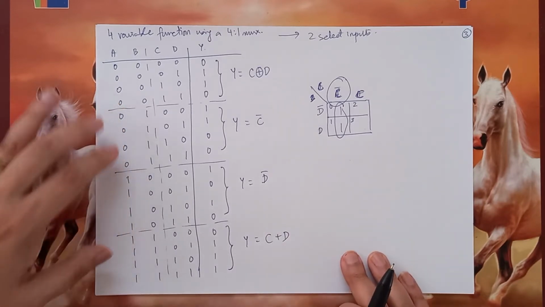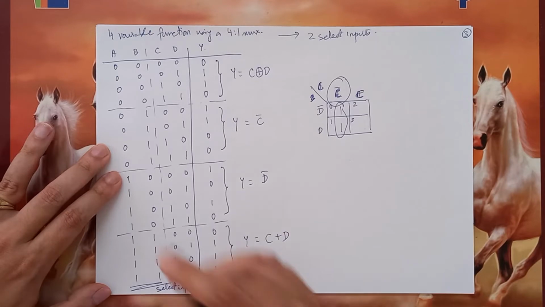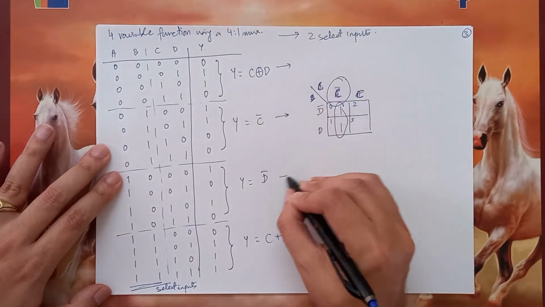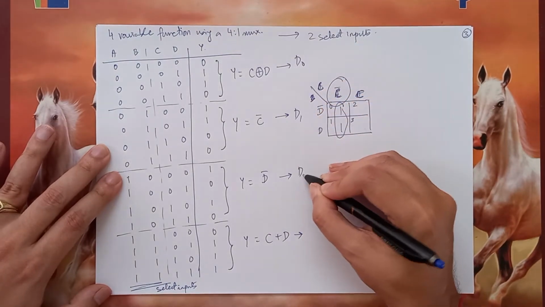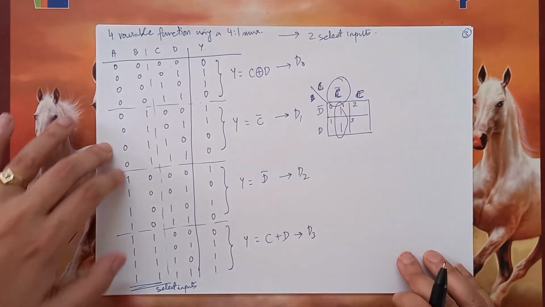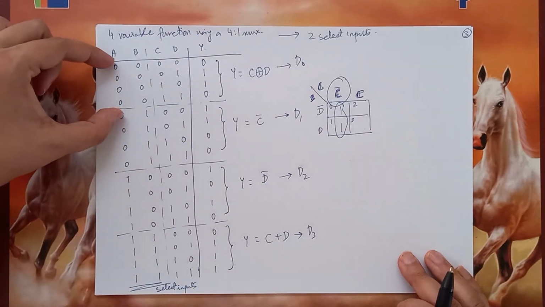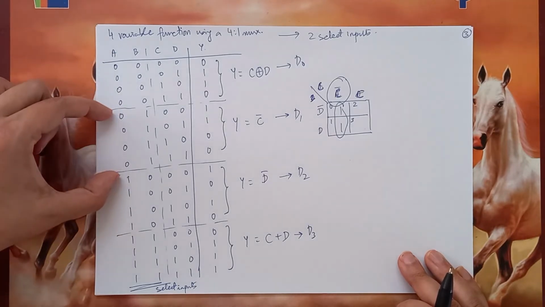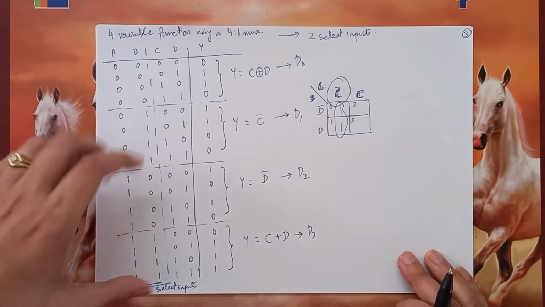So if I have a 4:1 mux, these two will be my select inputs. A and B will be my select inputs. And each of these Y's will go to my data inputs, D0, D1, D2 and D3. Why? Because notice that for every period, again, the values of A and B are fixed. For the first period, it's 0, 0. Second period, it is 0, 1. Third period, it is 1, 0. Fourth period, it's 1, 1.